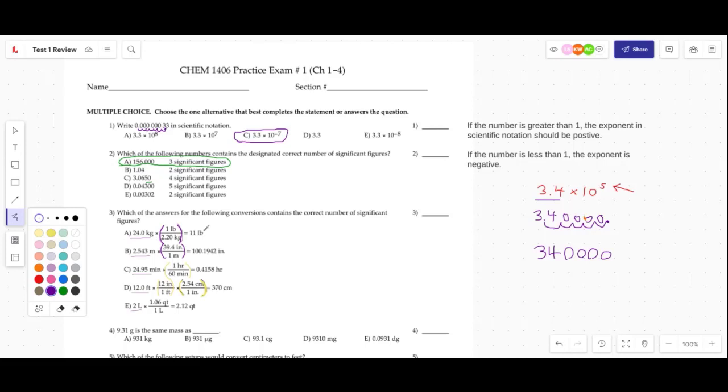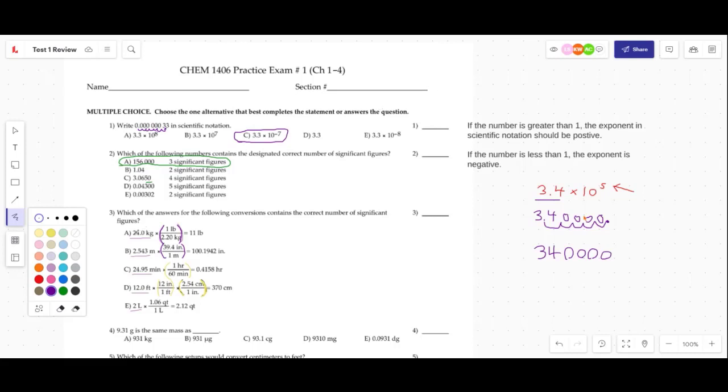You look at the lowest of all the values. Yeah, your answer has to have the same number of sig figs as whichever value has the fewest significant figures. Exactly. Yeah, Heather, that's true. You got it.